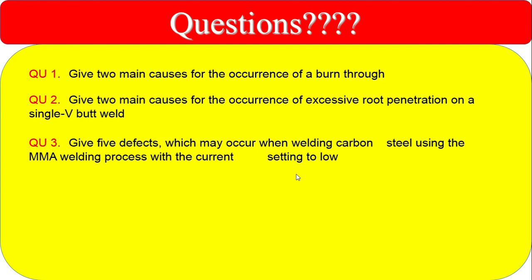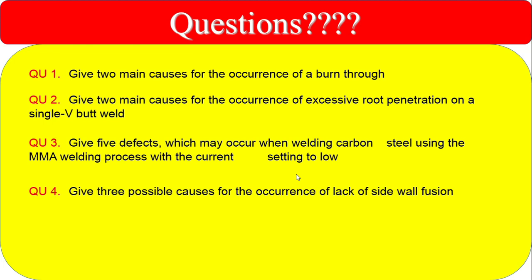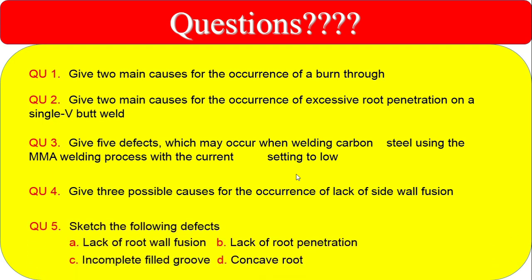Third question, give 5 defects which may occur when welding carbon steel using the MMA welding process when the current setting is too low. If the current setting is too low, what types of defect can occur? Question 4, give 3 possible causes for the occurrence of lack of sidewall fusion. What are some causes you have found for lack of sidewall fusion?